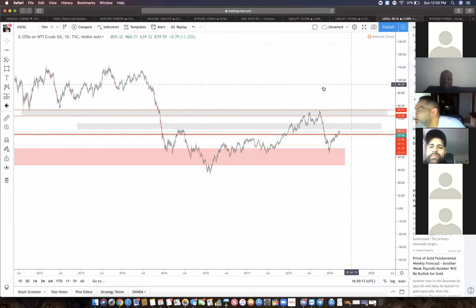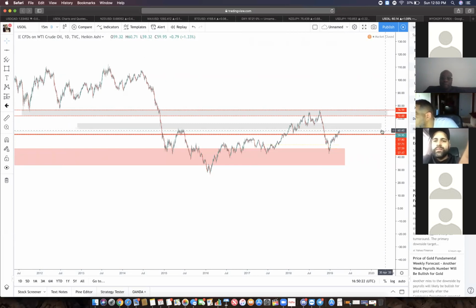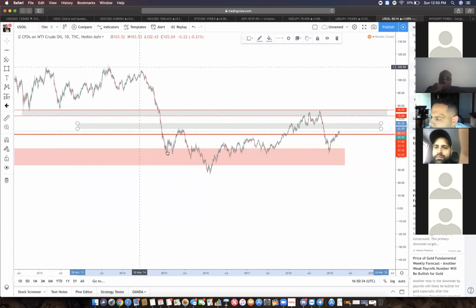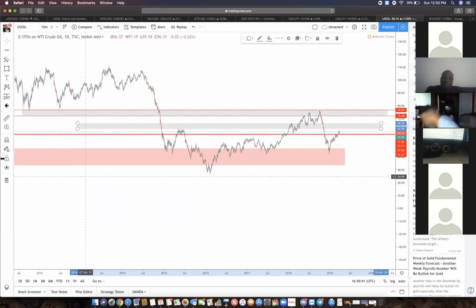Yo, it'd be nice to sell oil if it hits this zone up here, what's that, like 62.40. Could possibly look for sales, similar to what happened here. You see this right here? See that consolidation? Once the market breaks it, we sell it.